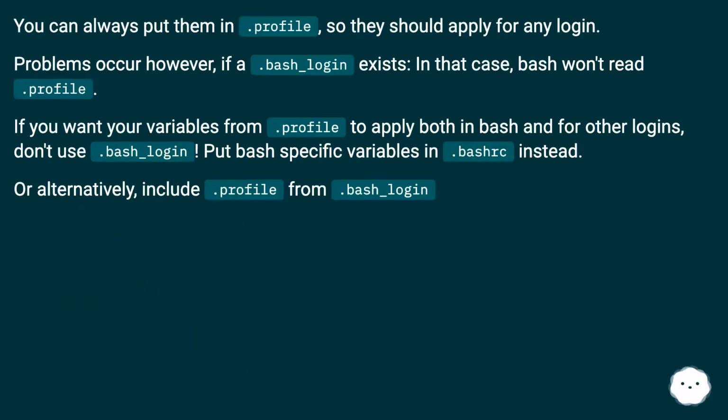You can always put them in .profile, so they should apply for any login. Problems occur, however, if a .bash_login exists. In that case, bash won't read .profile. If you want your variables from .profile to apply both in bash and for other logins, don't use .bash_login. Put bash-specific variables in .bashrc instead. Or alternatively, include .profile from .bash_login.